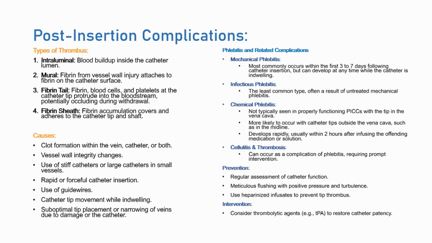Prevention: regular assessment of catheter function, meticulous flushing with positive pressure and turbulence. Use heparinized infusates to prevent tip thrombus. Intervention: consider thrombolytic agents such as TPA to restore catheter patency.